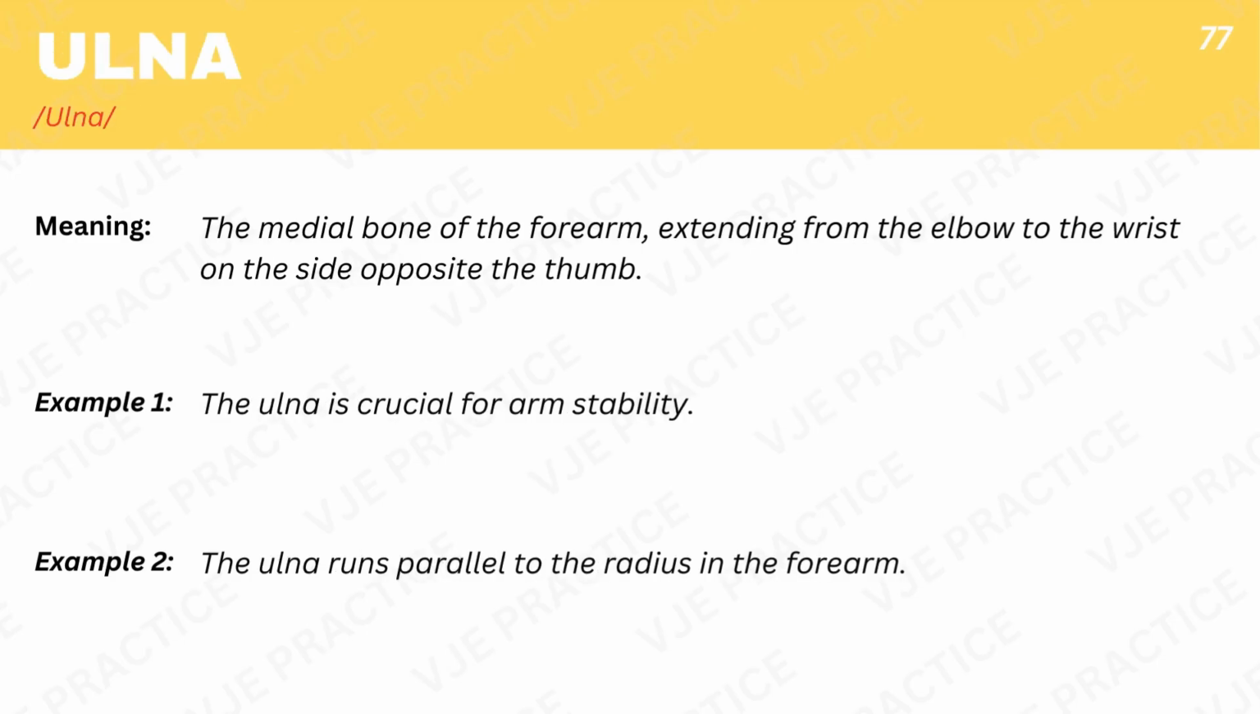Ulna, the medial bone of the forearm, extending from the elbow to the wrist, on the side opposite the thumb. Example 1. The ulna is crucial for arm stability. Example 2. The ulna runs parallel to the radius in the forearm.